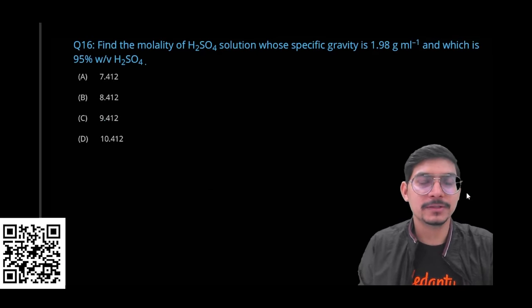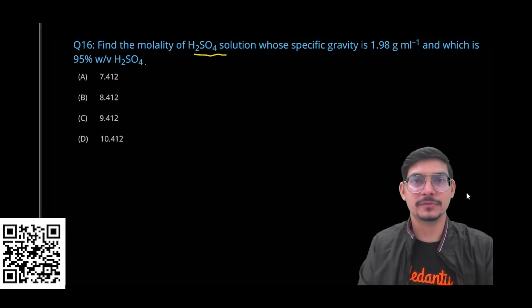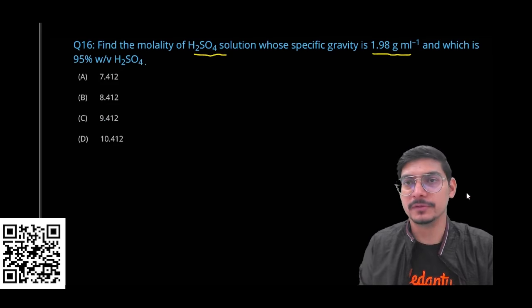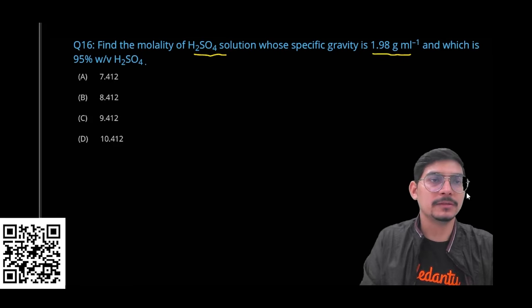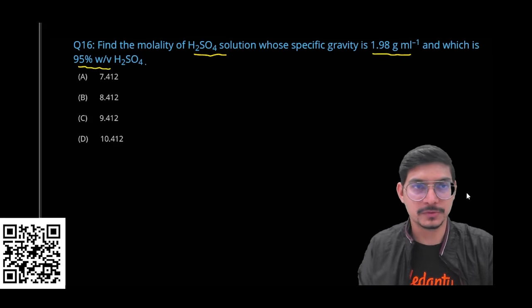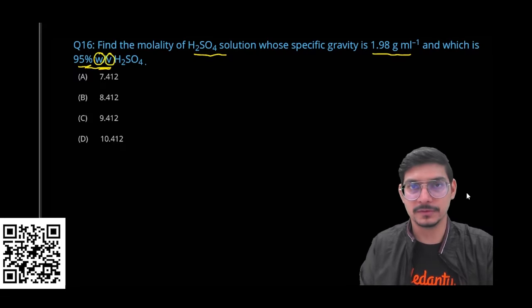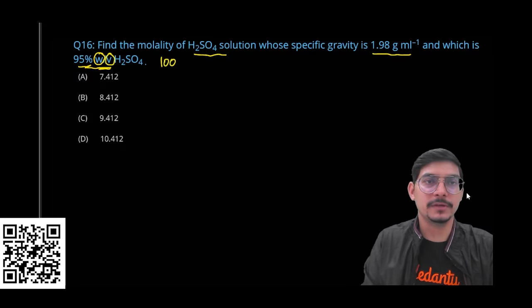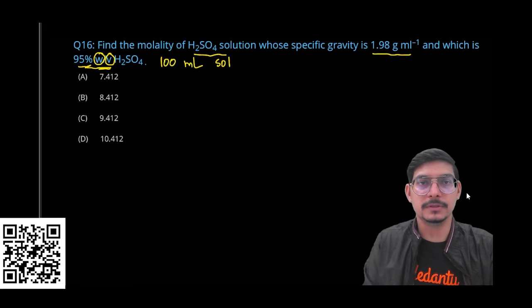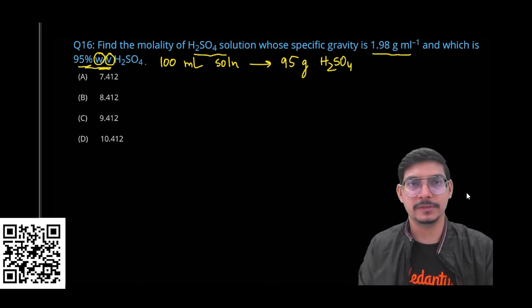Hi everyone. In this question, we have to find out the molality of H2SO4 solution, for which specific gravity is given to be 1.98 gram per ml, and the solution is 95% weight by volume H2SO4. So weight by volume means the mass of the solute and volume of the solution. And because it is percentage, the total number of parts of the solution would be 100. So one way of interpreting this is 100 ml solution contains 95 gram of sulfuric acid. So 95% weight by volume H2SO4 means if we take 100 ml of solution, that will contain 95 gram of H2SO4.